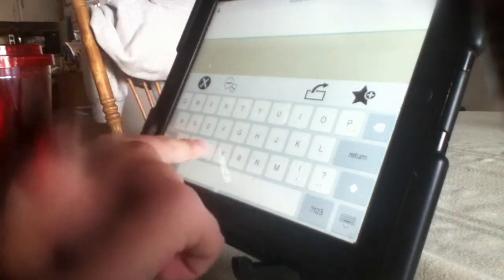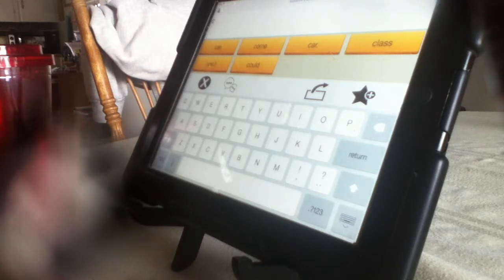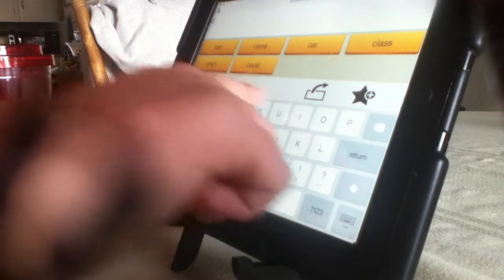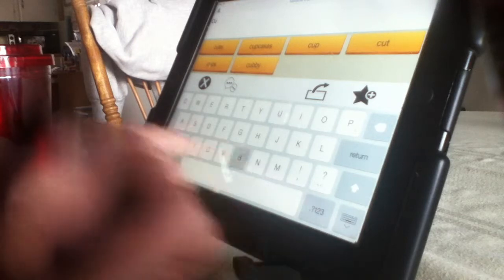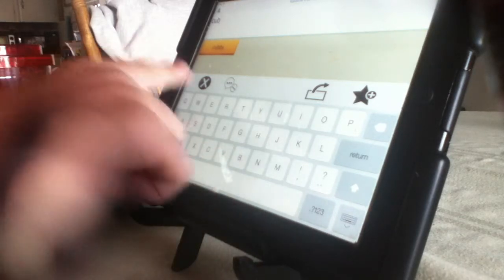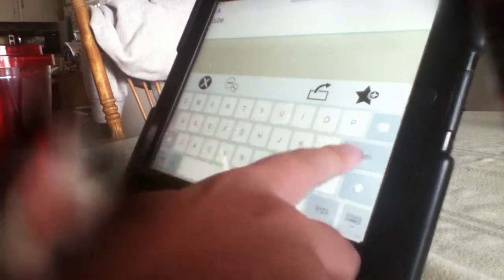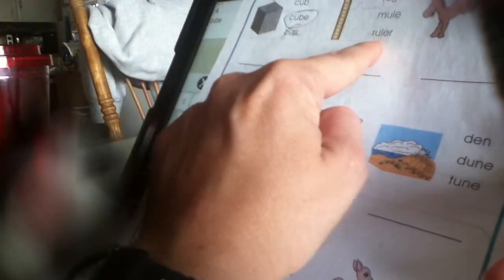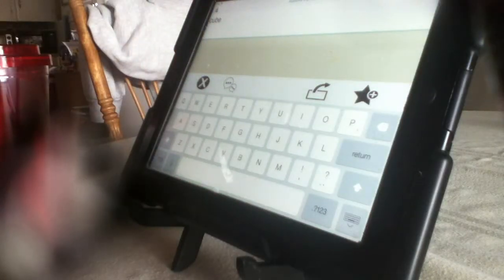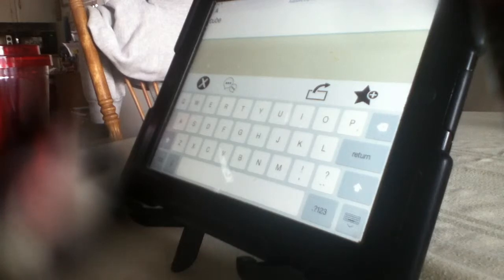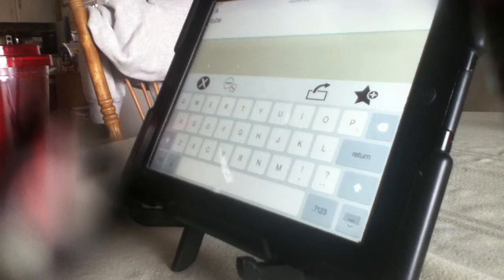C. Cube. B. E. Yeah. Put the E. Good job. Push return. Okay. Next word. What is this picture? A rug, a mule, or a ruler? Okay. Ruler. Got it? Oh, all right. You get one. Ruler. Okay. Come and type the word ruler. And I'm covering these up so he can't see.